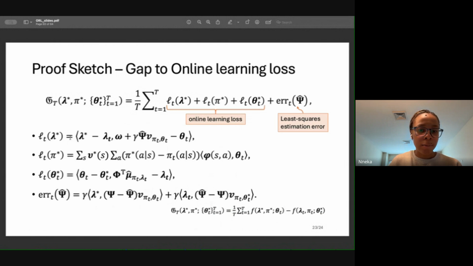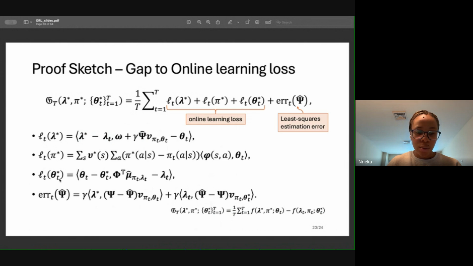Precisely, L_T lambda star is just the loss of lambda_t with respect to this other term in the inner product, which is just the gradient with respect to lambda, which was used in updating the lambda iterates. And basically what we have here is just the loss terms for lambda, pi star, and theta star.